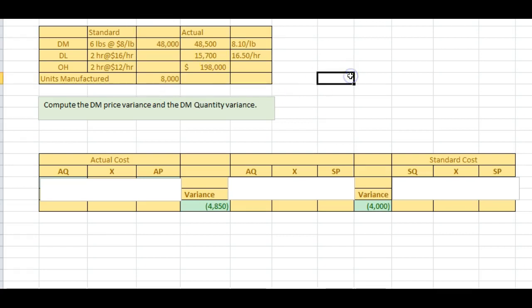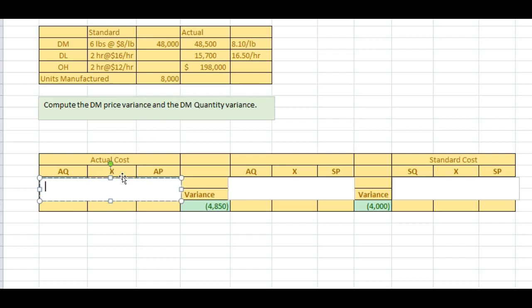Now, you look at this and you say, whoa, we're way over. Because instead of using 48,000, we used 48.5, and instead of $8, what we paid was $8.10. So now you have to sit back and say, were we just totally inefficient? What caused this difference, and how much on each side? So we do something called the variance comparison.